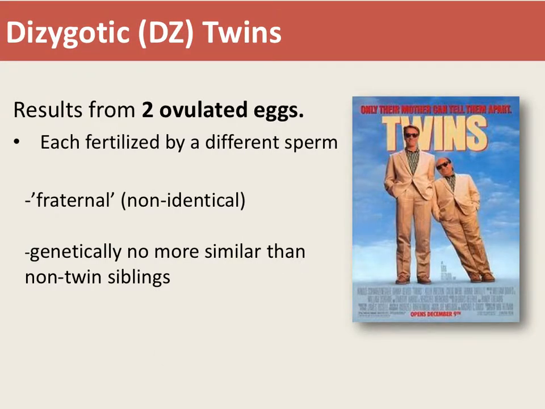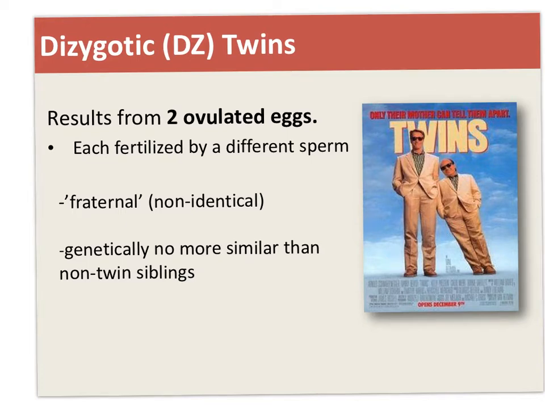Now, dizygotic twins, those are fraternal twins. They are no more genetically identical than brother or sister. In other words, like a brother or a sister or 2 brothers, they share 50% of their alleles. Whereas with a monozygotic twin, they are each 100% related to each other.